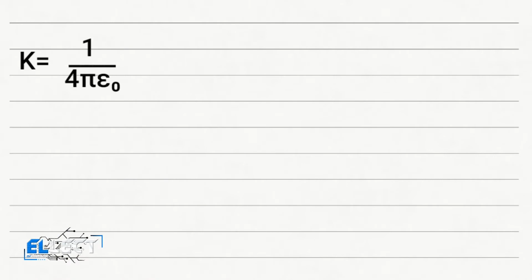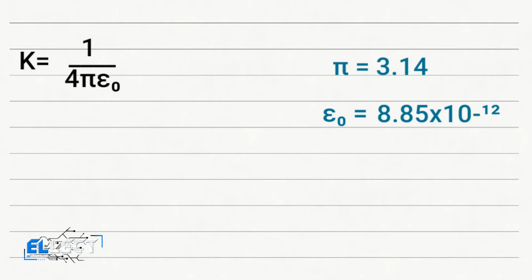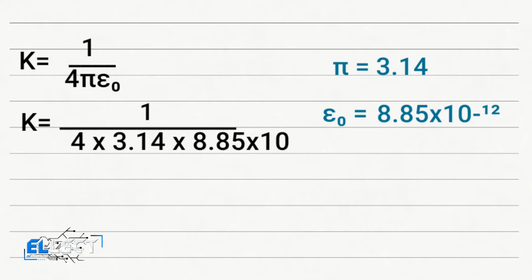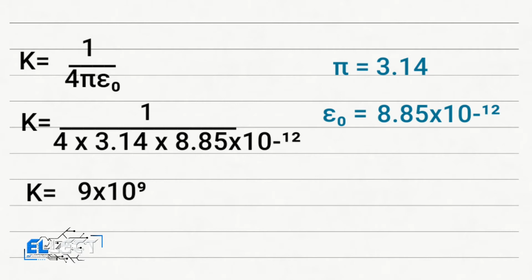The value of pi, that is 3.14, is taken from the circle and the distance of the curve. Epsilon naught is generally known as the permittivity of free space. Its value is 8.85 into 10 raised to power minus 12. Now to find the value of k, you have to put in all the values: 1 over 4 multiplied by 3.14 multiplied by 8.85 into 10 raised to power minus 12, and we will get 9 into 10 raised to power 9, and it is a constant.